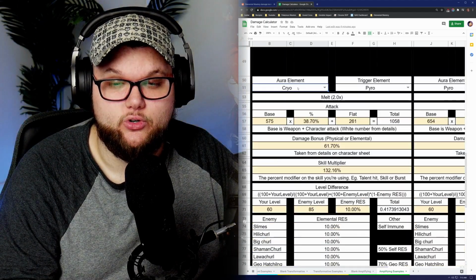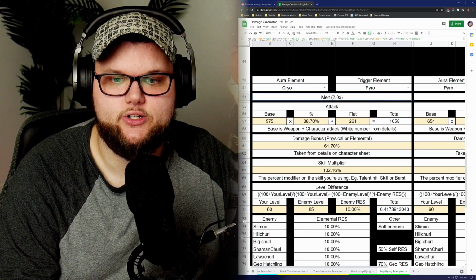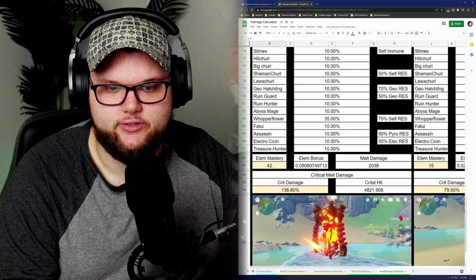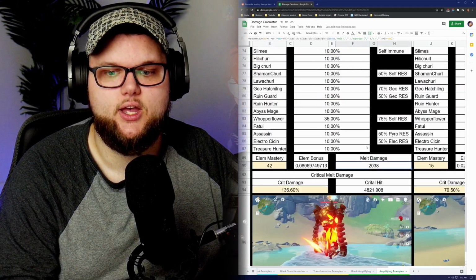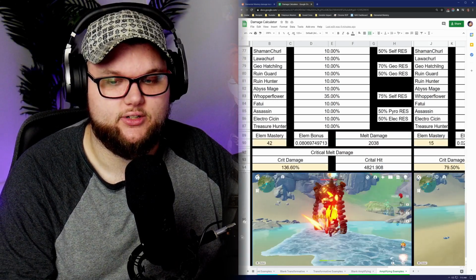So here again, a Cryo aura hit with Pyro is going to melt at 2 times the normal damage. So we take all of our same stats, level, enemy resistance, and elemental mastery, which gets our bonus for 2,038, which is very close here to 2,040.